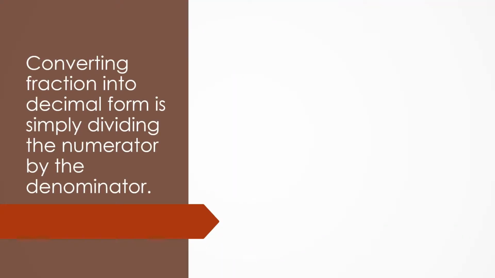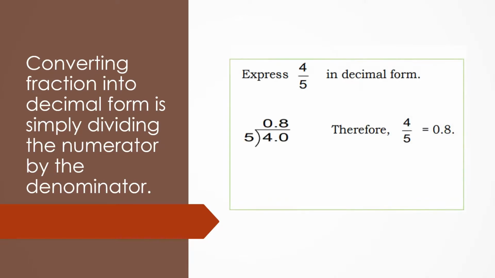Converting a fraction into decimal form is simply dividing the numerator by the denominator. For example, express 4 over 5 in decimal form. Our 4 here is the numerator, 5 is the denominator. So 4 divided by 5. Here, 4 cannot be divided by 5, so add a decimal point and 0. So this is raised to 40 divided by 5 is equal to 8. Just attach the decimal point. Therefore, 4 over 5 is equal to 0.8.